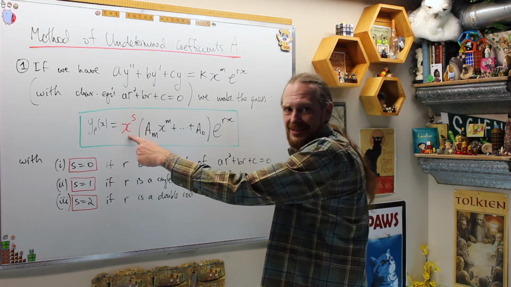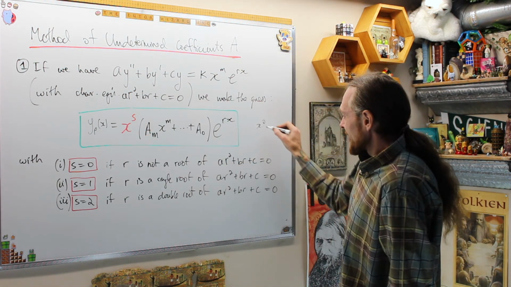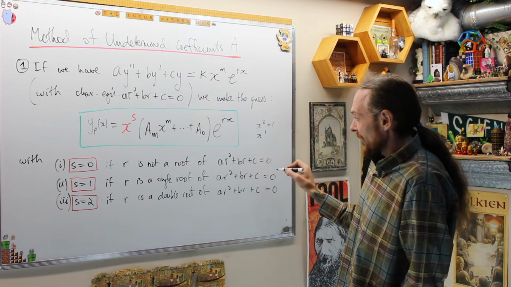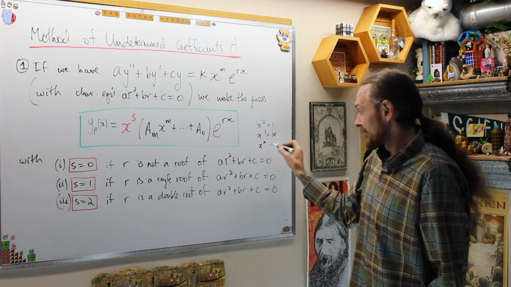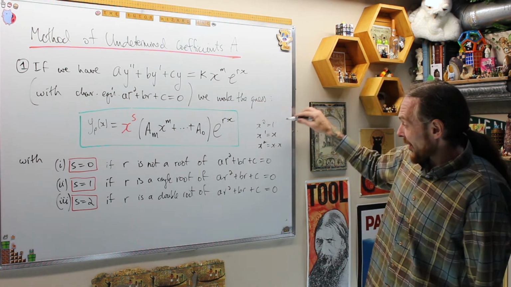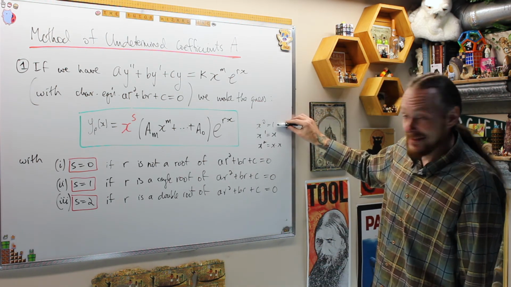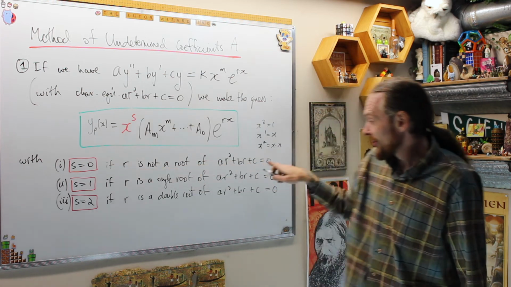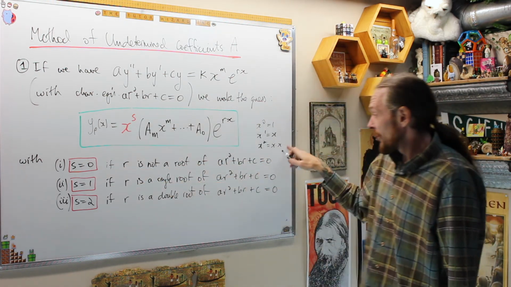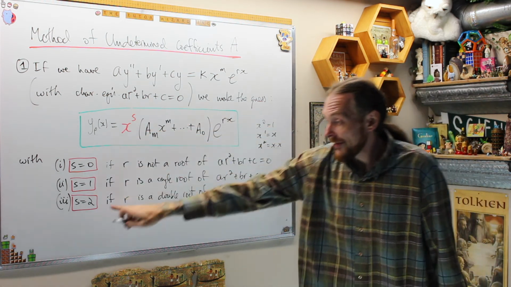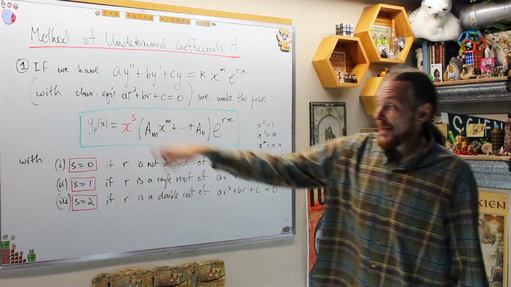And why are we doing this? So you're going to either multiply by x to the 0, which is just a 1, or you're going to multiply by x to the 1, which is an x, or you're going to multiply by x squared, which is x times x. But when do we do this? The cases we had: if it's not a root of your auxiliary equation, you don't have to multiply by anything. If it is a single root, you multiply by x to the 1, and if it's a double real root, you multiply by x to the 2.